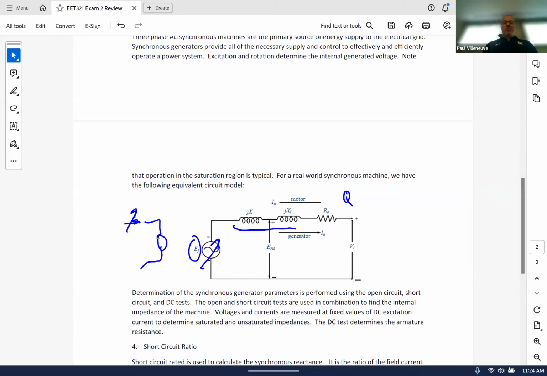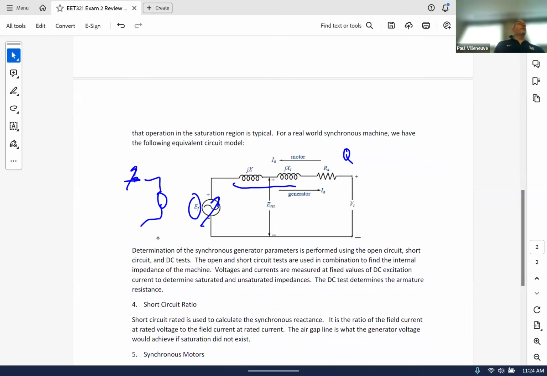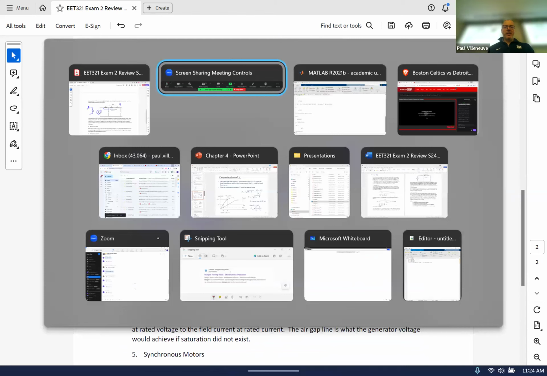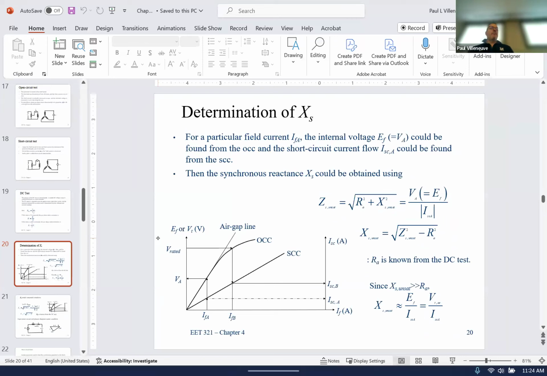And how do you determine those? You do open, short circuit, and DC tests. I had a question about that this morning, so I'll pop up this figure.